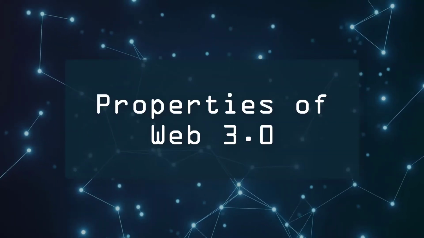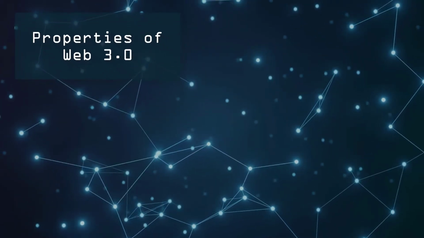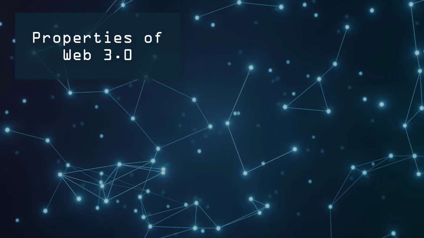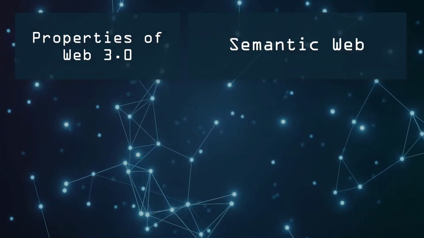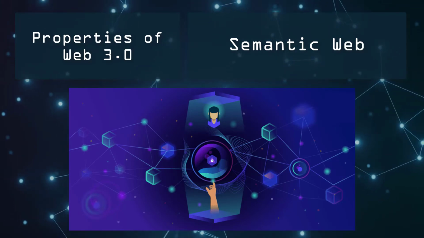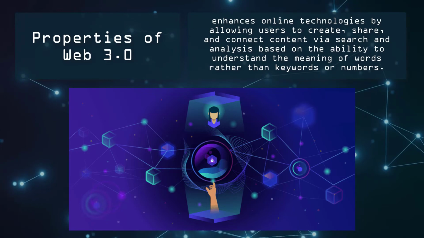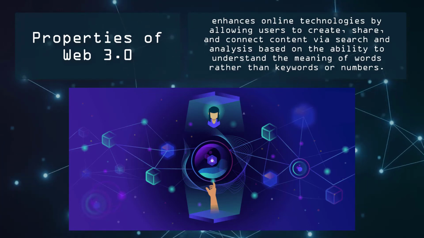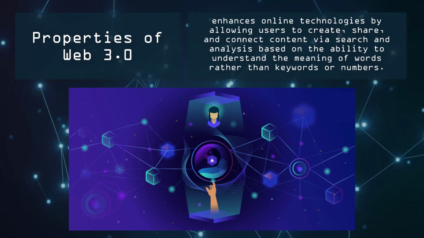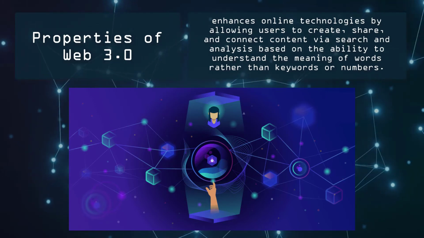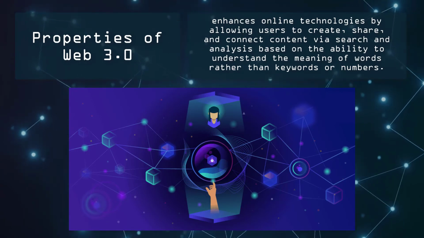Here are the properties of Web 3.0. The following are three characteristics that can help us define Web 3.0. First, Semantic Web. One of the key elements of Web 3.0 is Semantic Web. The Semantic Web enhances online technologies by allowing users to create, share, and connect content via search and analysis based on the ability to understand the meaning of words rather than keywords or numbers.